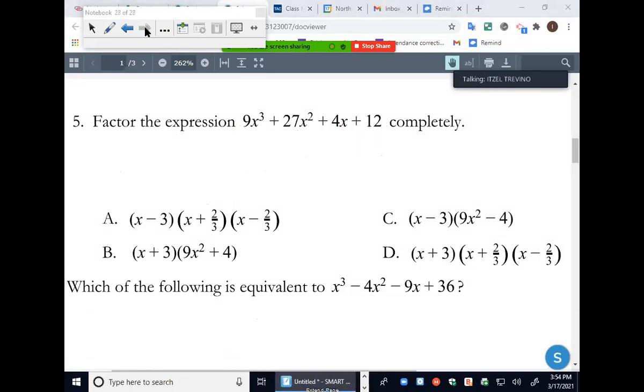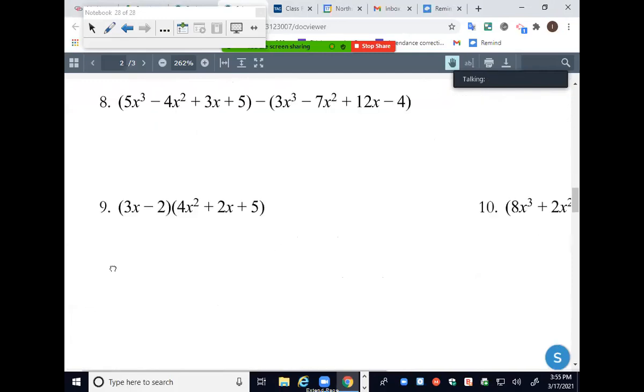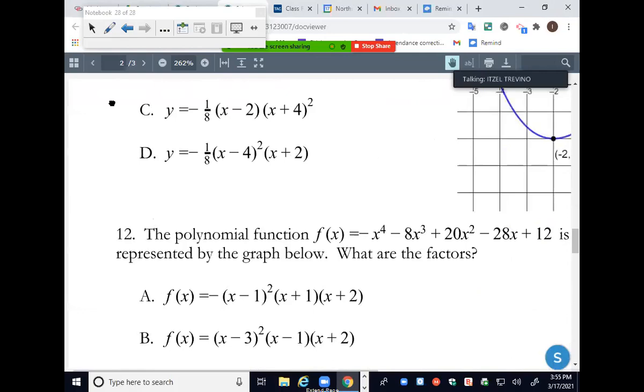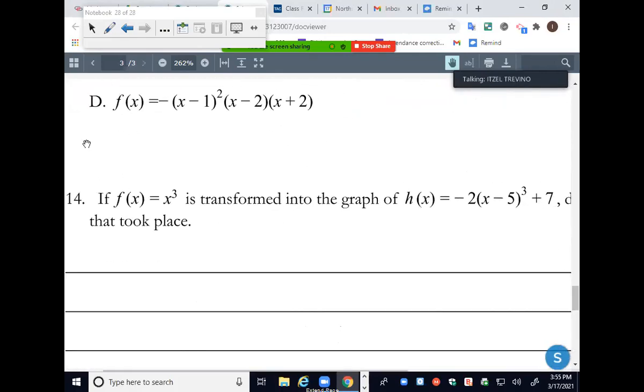Okay, we did 3, 4, 5. Let's talk about transformations to make sure we have enough time. Everybody go to number 14. It's the last page.